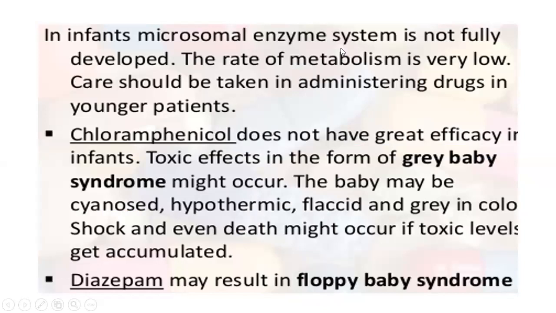So if you take certain enzymes, that is the glucuronide transferase enzyme, the levels will be very less in infants. Similarly, certain other enzyme levels also will be very less in newborns as well as in infants. Because of that, whichever drug undergoes glucuronide conjugation, that pathway will not take place in newborns and kids. For example, the chloramphenicol antibiotic does not have great efficacy in infants. If you give chloramphenicol to newborn babies or infants, it will lead to gray baby syndrome.